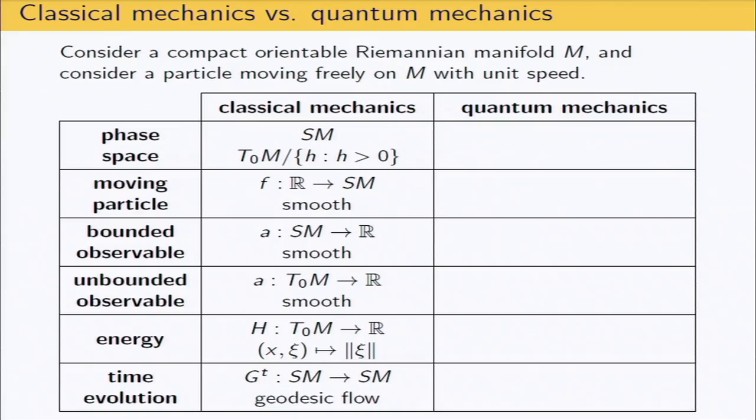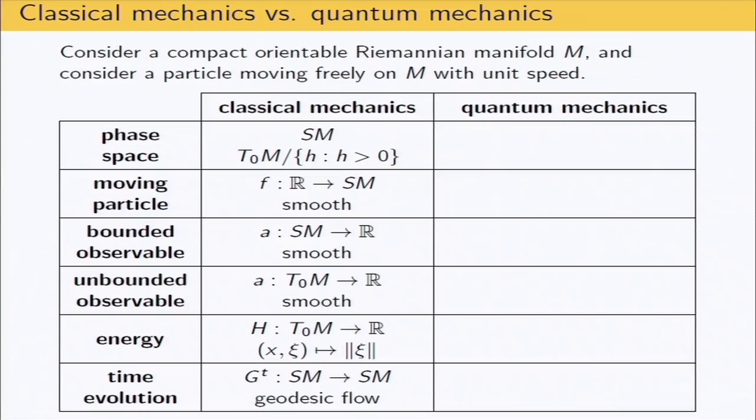But for a proper description, yes? I'm sorry, could you say again what S M is? SM is the unit tangent bundle of the manifold. What is T naught? T naught is the non-zero tangent bundle. So non-zero tangent vectors at points of M.